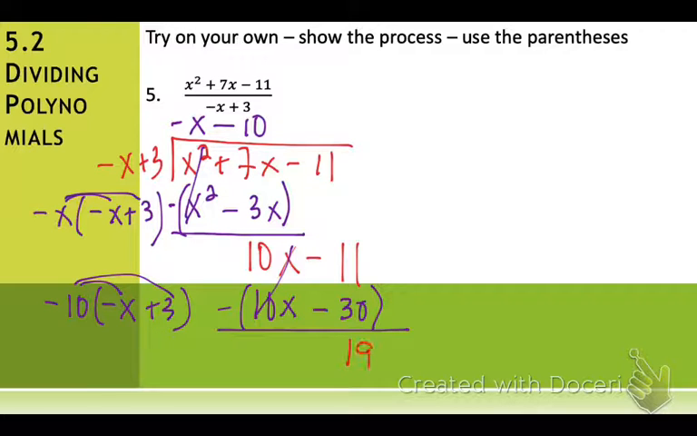19. Alright, so again, like the last one, that means that negative x plus 3 is not a factor of x squared plus 7x minus 11. So finishing off my answer, it's going to be plus, because the 19 is positive, 19 over negative x plus 3. And there's my full final answer for this one.